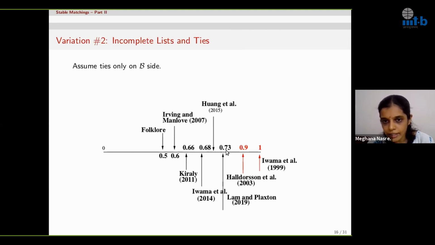but the current algorithm gives 0.73, and the improvement is happening, as I said, with a lot of effort, with new techniques being used. This algorithm uses an LP and so on to do the rounding. So computing a good approximation to the maximum size stable matching, that is one direction.